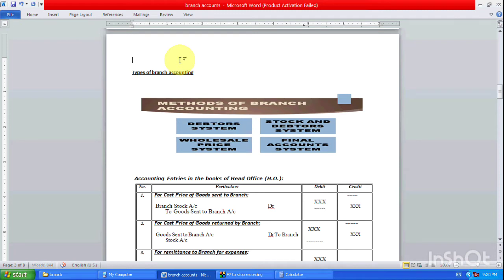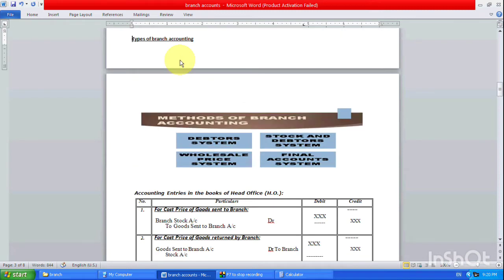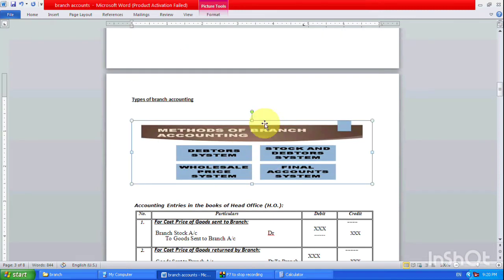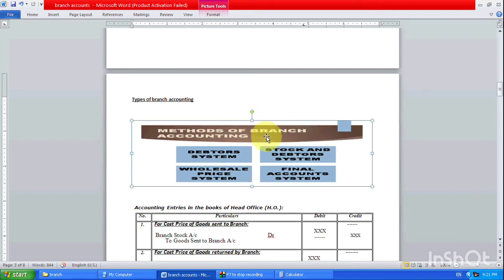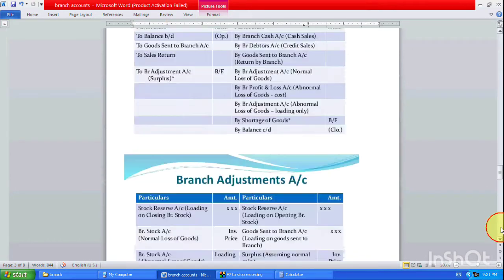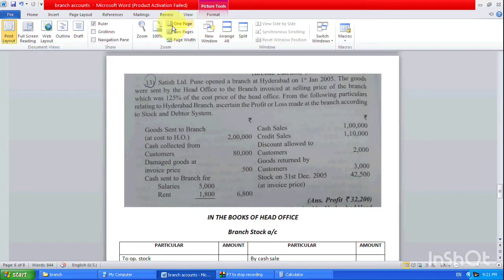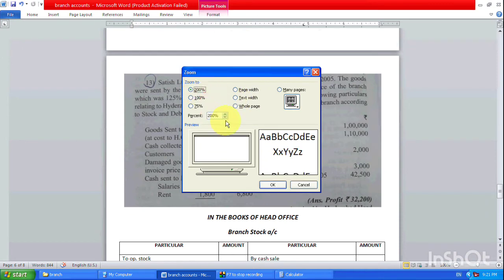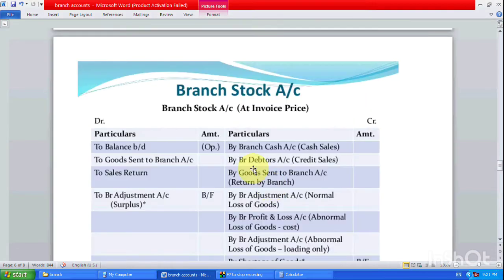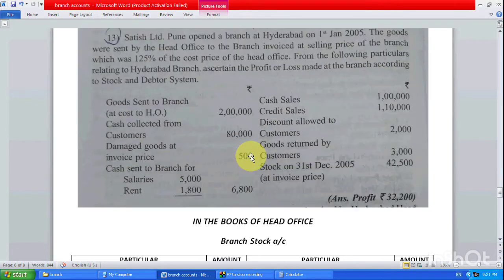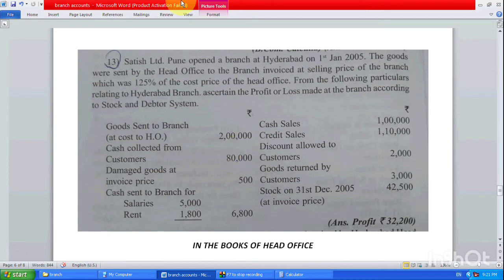There are general entries also, accounting entries in the books of head office, which we have already discussed in the introduction part. So this question is related to the stock and debtor system. Okay, let's go to the question. Let's make it a bit larger so we can view it clearly. Here is the format. So let's start the question directly.